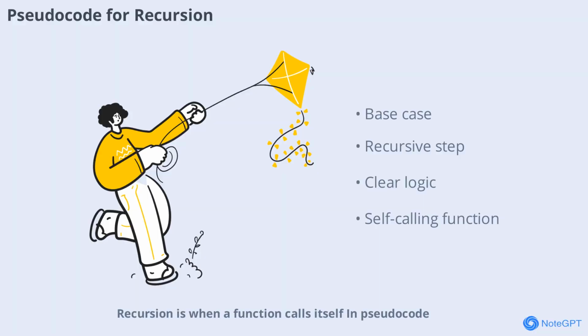Recursion is when a function calls itself. In pseudocode, you can outline recursive algorithms by clearly stating the base case and the recursive step.